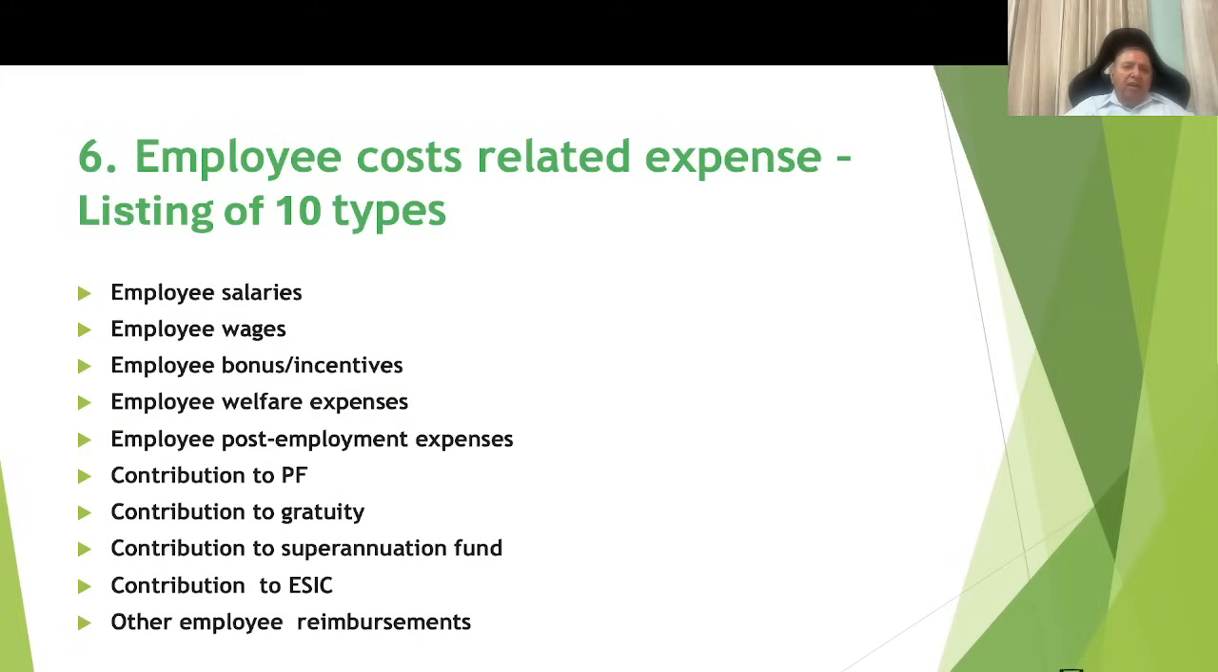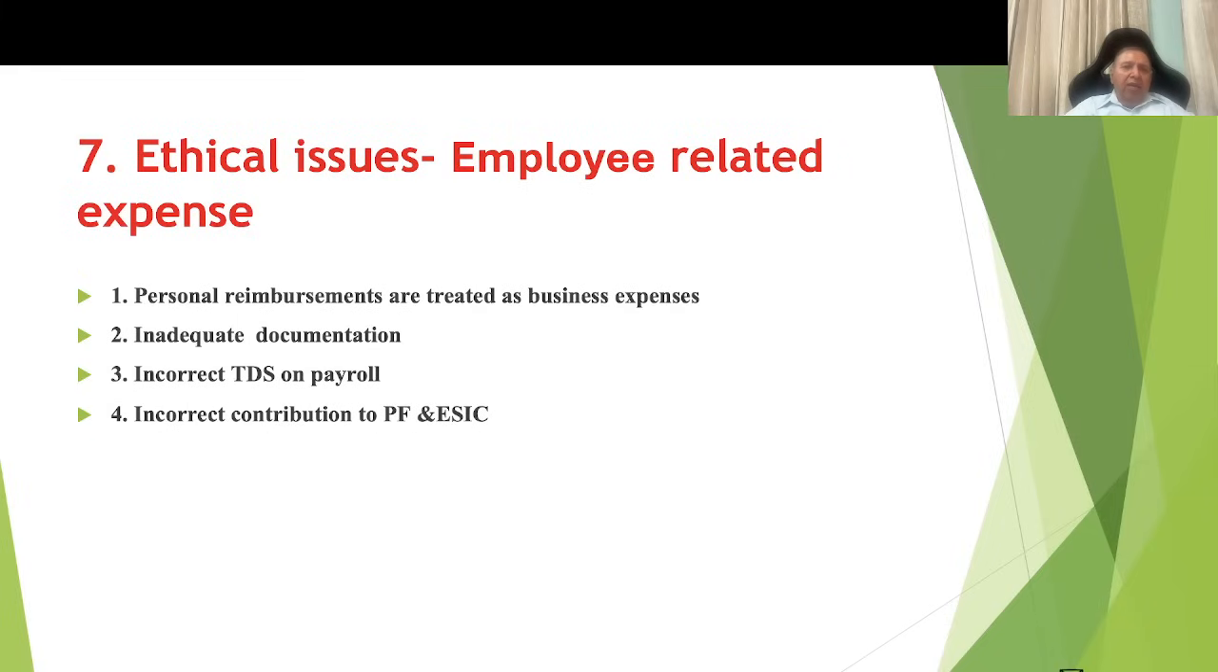Now, there are employee costs. There are 10 heads which are listed: salaries, wages, bonus and incentives, welfare expenses, post-employment expenses, contribution to the PF, contribution to the gratuity, contribution to the superannuation fund, contribution to ESIC, and other employee expenses. These all are part of the employee cost, and these need to be incorporated as an expense head in the P&L account. So, ethical issues are personal reimbursements treated as business expenses, inadequate documentation of the employee cost, incorrect TDS on payroll, and incorrect contribution to the provident fund and ESIC, etc.